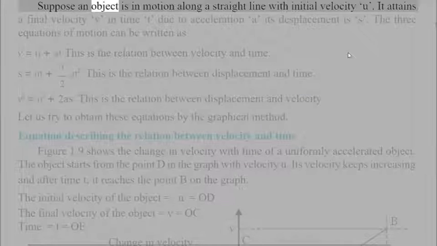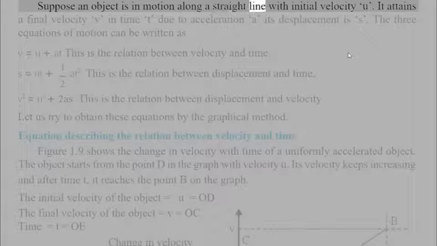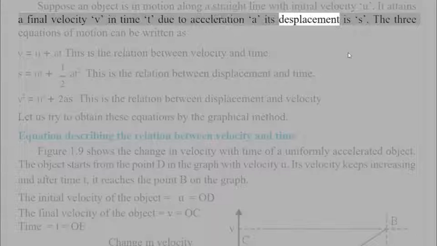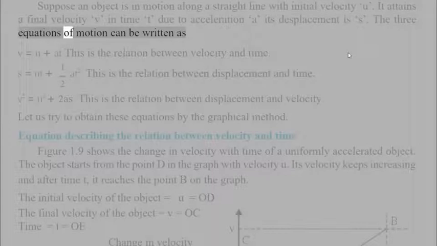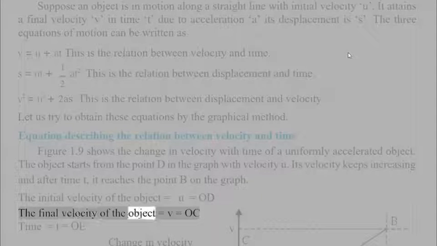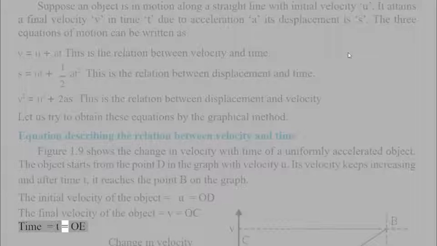Suppose an object is in motion along a straight line with initial velocity u. It attains a final velocity v in time t due to acceleration. Its displacement is s. The three equations of motion can be written as 1, 2, 3. The initial velocity of the object equals u equals OD. The final velocity of the object equals v equals OC. Time equals t equals OE.